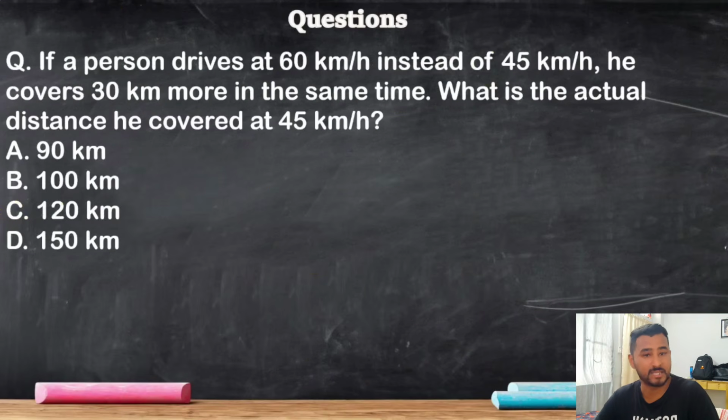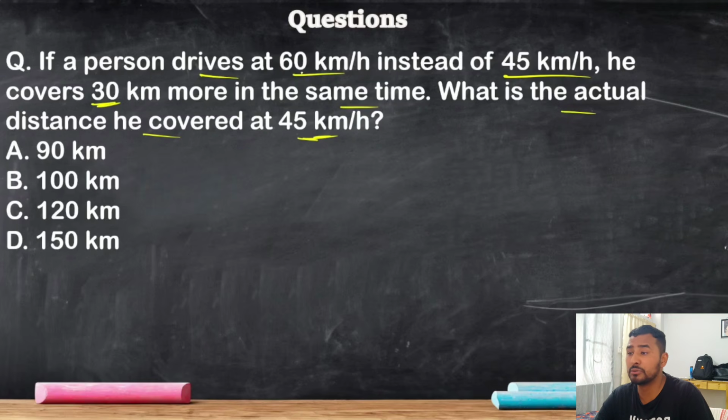Let's see one more question of this type. A person drives at 60 km per hour instead of 45 km per hour. He covers 30 km more in the same time. What is the actual distance he covered at 45 km per hour? So first he was supposed to go at 45 km per hour, but he has driven at 60 km per hour. You get this is the speed.